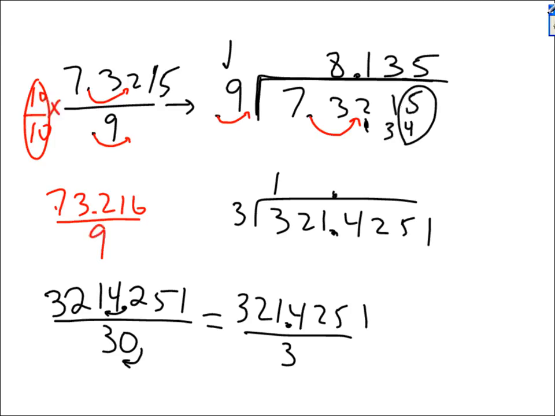3 into 3 one time, into 2, 0 with 2 left over. 3 into 21 is 7. 3 into 4 is 1 with 1 left over. 3 into 12 goes evenly 4 times. 3 into 5 goes 1 time with 2 left over. And 3 into 21 is 7. I'm going quickly, but that's because you just have to know your times table. We talked about this before.